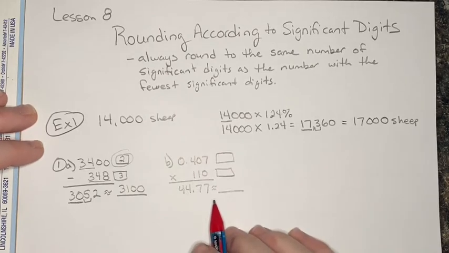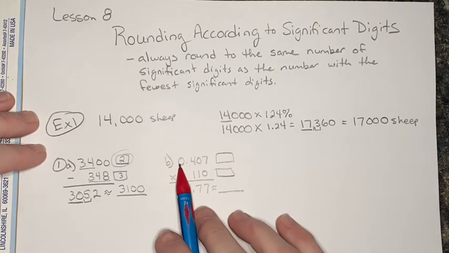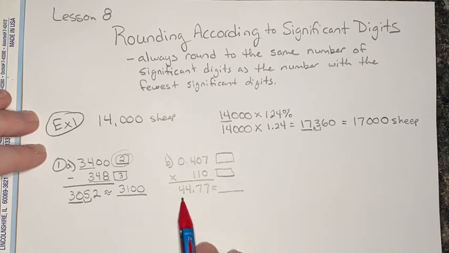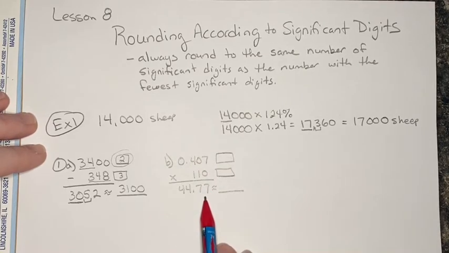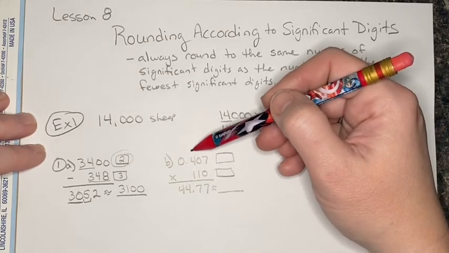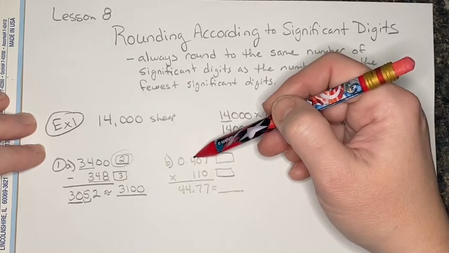Looking at part B of number 1, we've got 0.407 times 110, giving us an answer of 44.77. Okay, what are our significant digits here? Well, we have a decimal place, and we've got a 407.